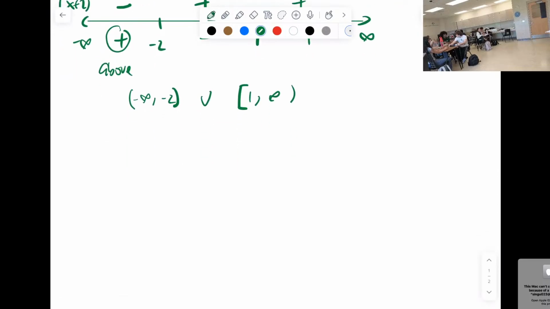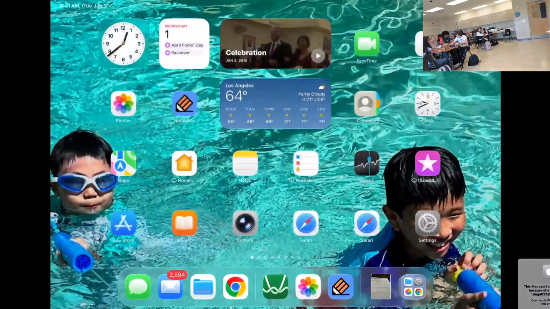Okay. So can I give you a different question? Yes, I can give you a different question. Now this question is a little bit different. It's actually a lot different, but it's good review, okay? Sine of 2x greater than cosine of x.